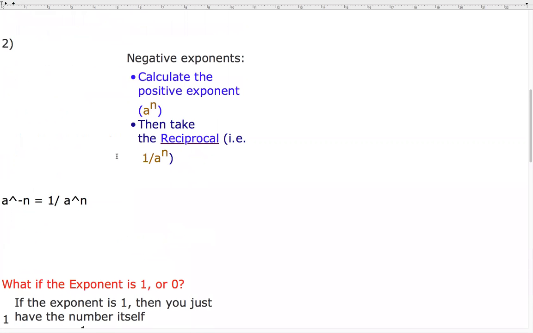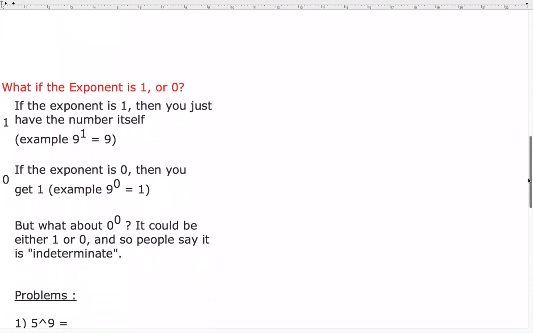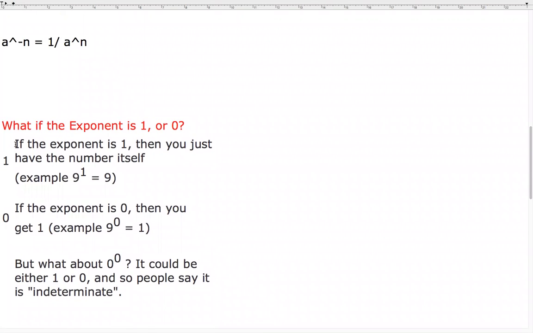Now we are going to see what if the exponent is 1 or 0. If the exponent is 1, then you just have the number itself. For example, 9 to the power of 1 is 9, and 1000 to the power of 1 is 1000. Any number to the power of 1 is the number itself. Please remember this, it is something you must always remember. Even 0 to the power of 1 is 0. It's going to be the number itself.